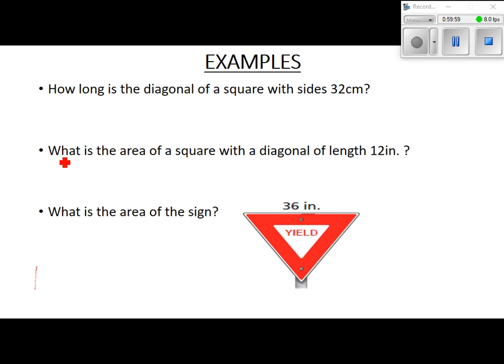How long is the diagonal in a square with sides 32 centimeters? So if we have this square, this side's 32 centimeters. How long is this diagonal?